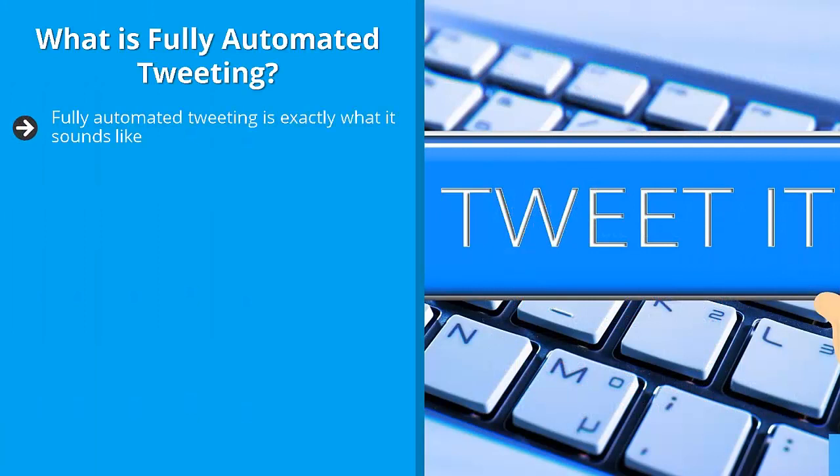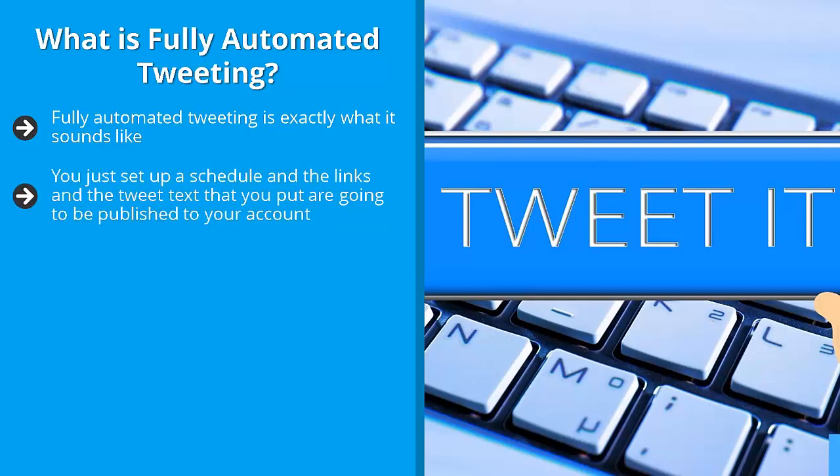What is fully automated tweeting? Fully automated tweeting is exactly what it sounds like. The content that you are going to be tweeting is fed through a social media content publishing tool like Hootsuite or Social Oomph. You just set up a schedule and the links and the tweet text that you put are going to be published to your account. You don't have to babysit your Twitter account as it publishes tweet after tweet. You also automatically plug in the hashtag that you want to target for each tweet.